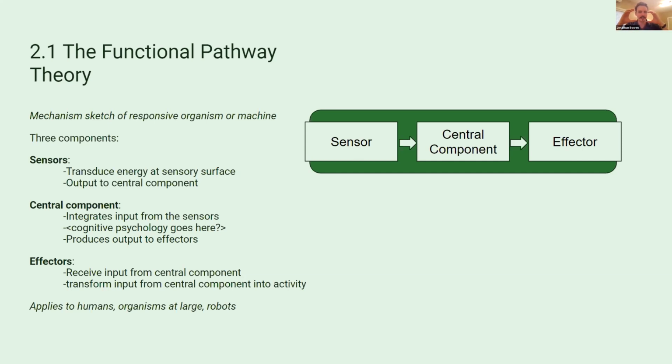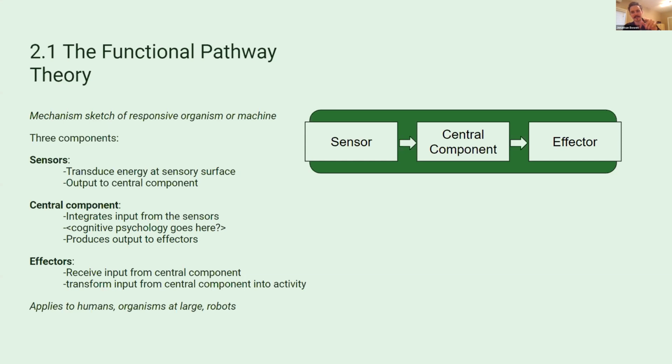It kind of has its work cut out for it. It has to take input from sensors and produce output for effectors and do something in between, some kind of integration. So this is where you might put the task of cognitive psychology, is to say, well, what goes on in the middle? And it's natural to talk about that in terms of information processing.